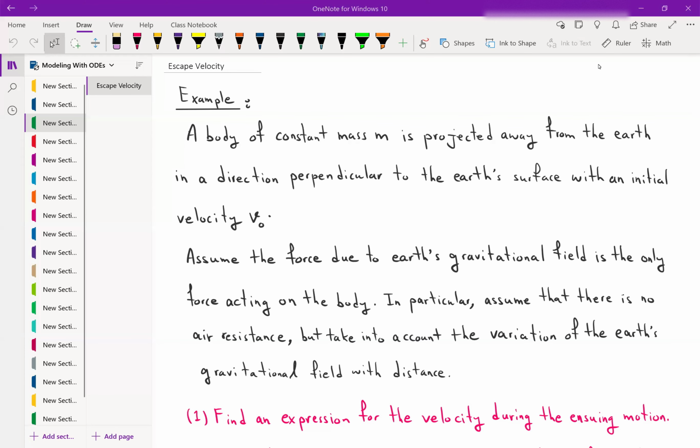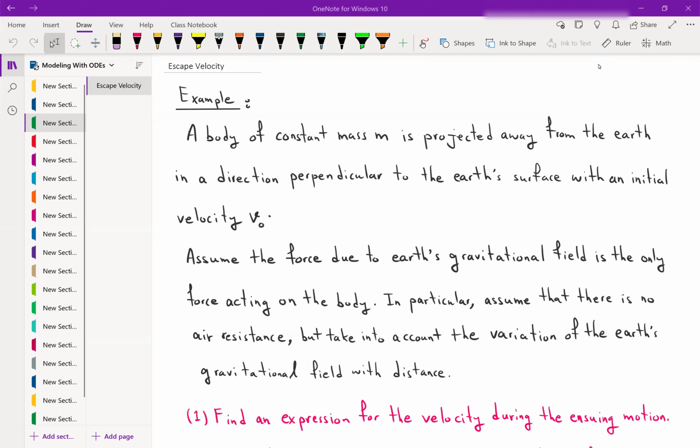All right. As we discussed, one of the main sources of many ODEs in real-life applications is Newton's second law of motion, F equals ma. And in this example, again, we're going to see how an ODE arises from applying Newton's second law. Specifically, we will use our model to determine something known as the escape velocity of a rocket that is projected away from the Earth in a direction perpendicular to the Earth's surface.